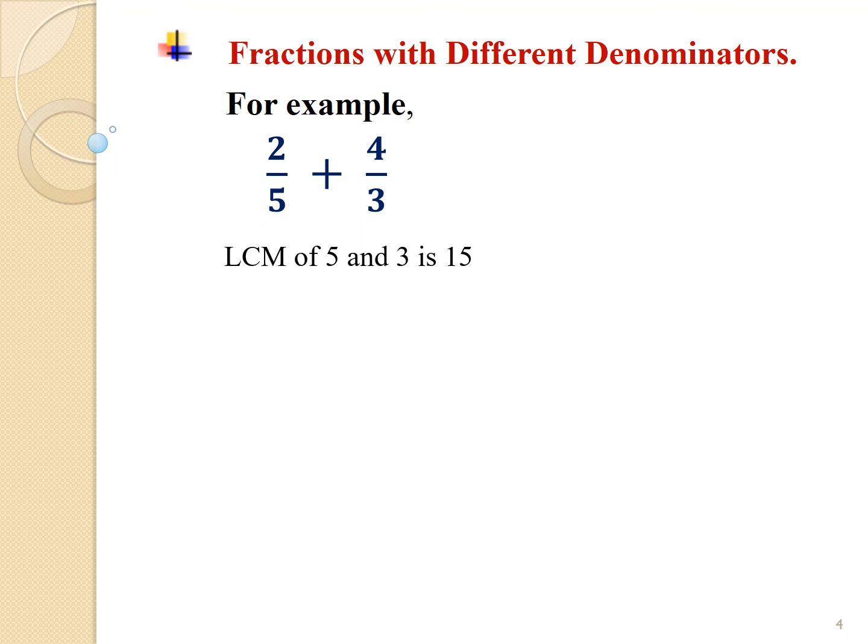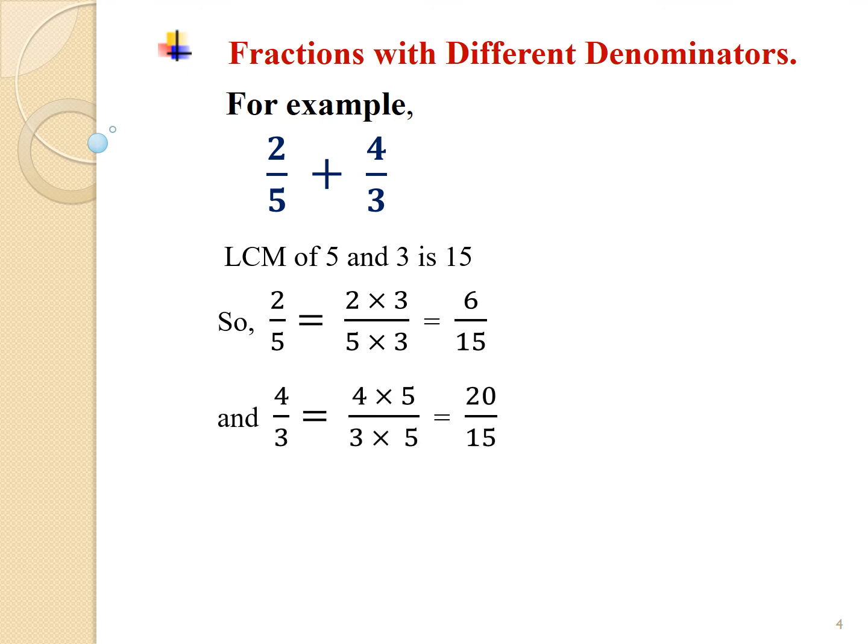Students, now we have to find the equivalent fractions of 2 upon 5 and 4 upon 3 with denominator 15. As the LCM is 15, multiplying 2 upon 5 by 3, we get 6 upon 15, and multiplying 4 upon 3 by 5, we get 20 upon 15. So, 2 upon 5 plus 4 upon 3 equals 6 upon 15 plus 20 upon 15. Now, adding numerators 6 and 20 and keeping denominator 15 the same, we get 26 upon 15.